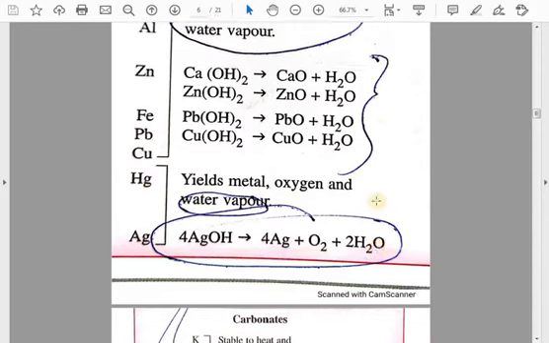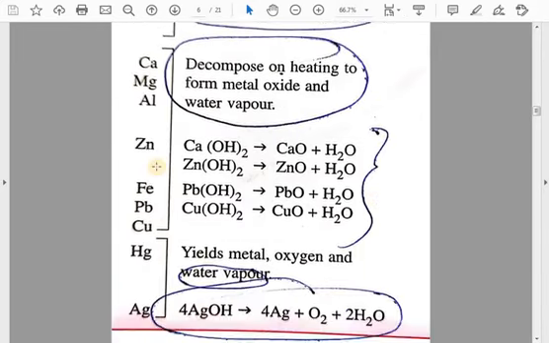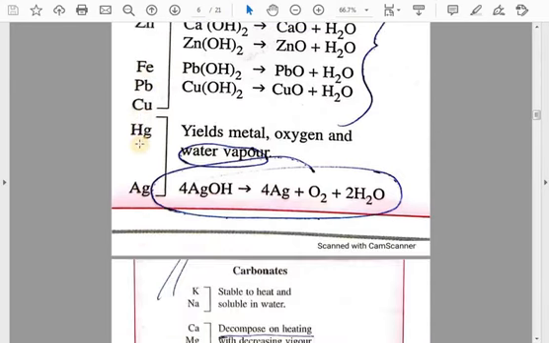So there are 3 groups. First group contains the stable ones, sodium and potassium. Second group, which decomposes to oxides, are calcium, magnesium, aluminium, zinc, iron, lead, copper. And third group, they give metal, oxygen and water vapor. Those are mercury and silver.